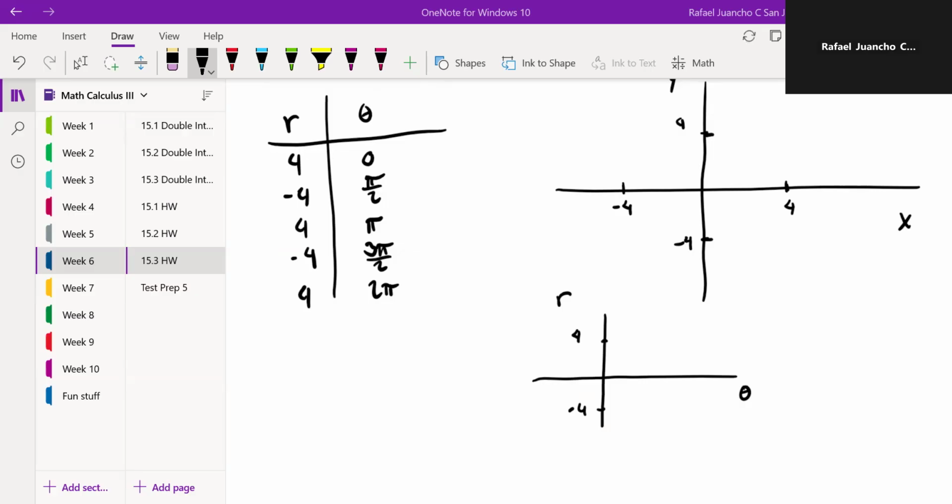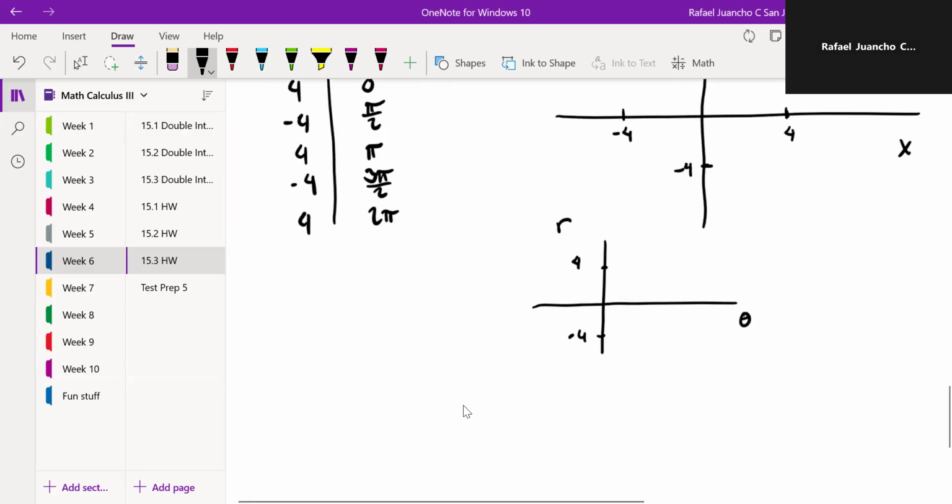I'm trying to copy, quote unquote, the video. Okay. This is 0. Negative 4 when it goes down. Goes up to pi, I think. So 4 again if it's pi. Go down again if it's 3 pi over 2. Go up again if it's a full rotation. So this is 2 pi, right?